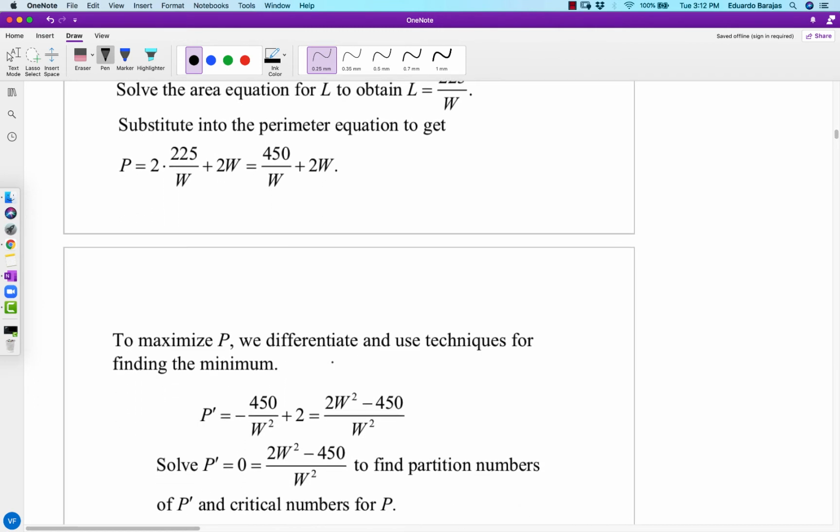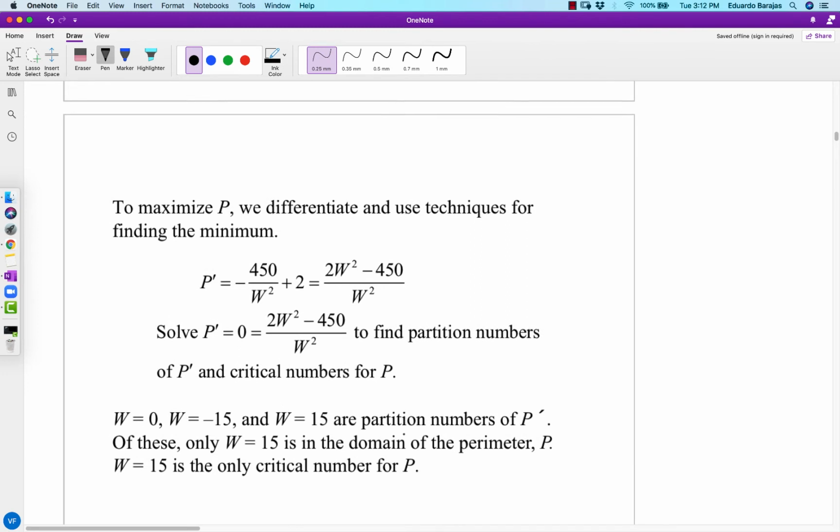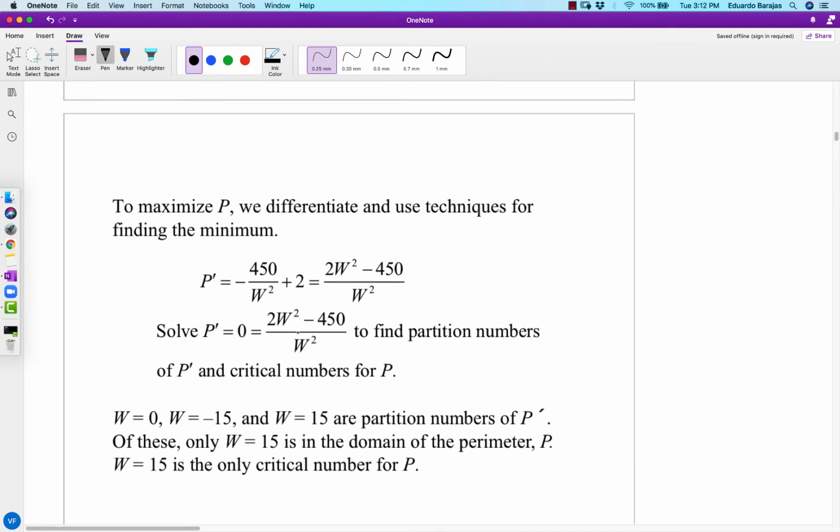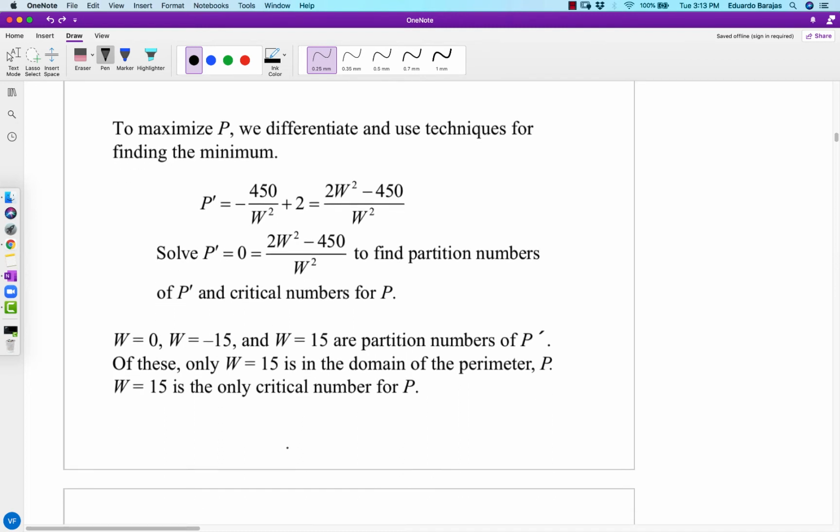So that's the same answer we got. And now if we find that first derivative, we get this, which can be simplified to that. That's what we did. Then we can find the partition points by setting it equal to 0, or figuring out when it's undefined. So it's undefined at w equals 0. That's one of the partition points there. And from solving this the way we did above, we get these 2 points. The only one of interest is w equals 15.